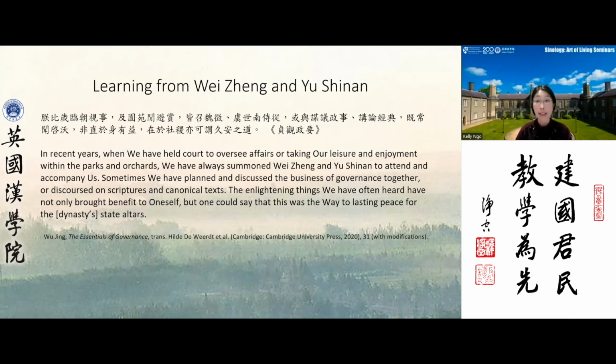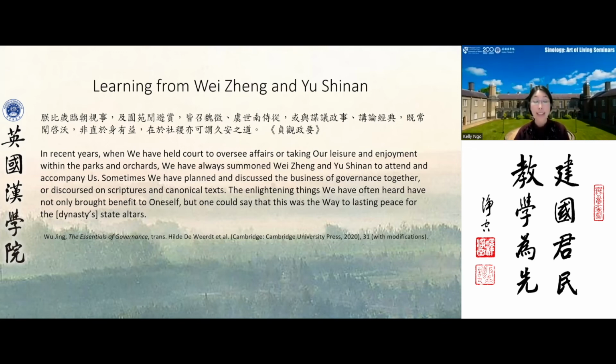Sometimes we have planned and discussed the business of governance together, or discoursed on scriptures, the classics and canonical texts. The enlightening things we've often heard have not only brought benefit to himself, but one could say that this was the way to lasting peace of the dynasty's state altars. So, you get an idea of how they worked closely together and his extremely high regard for his editors.